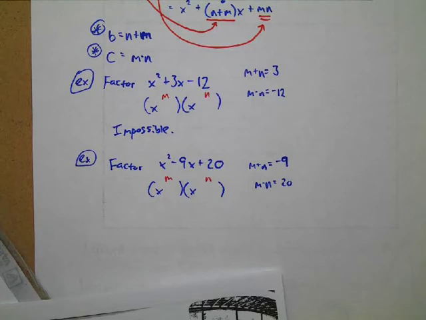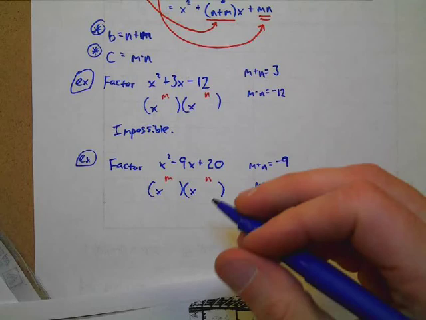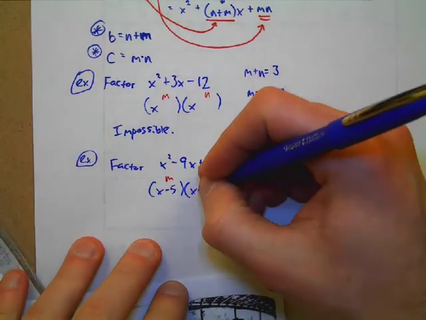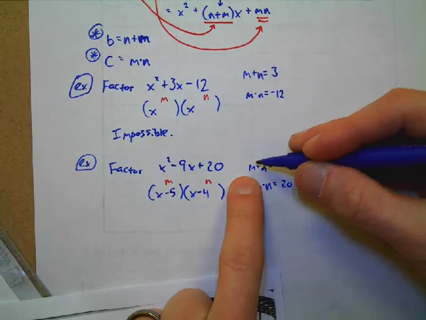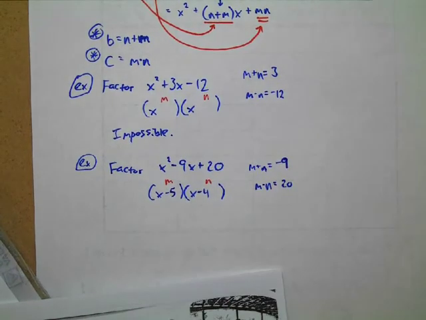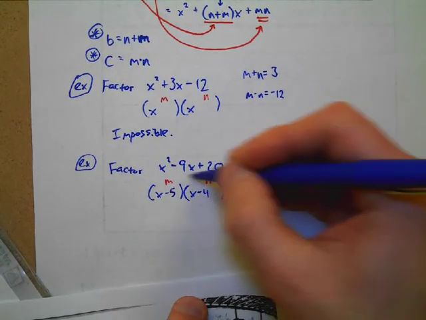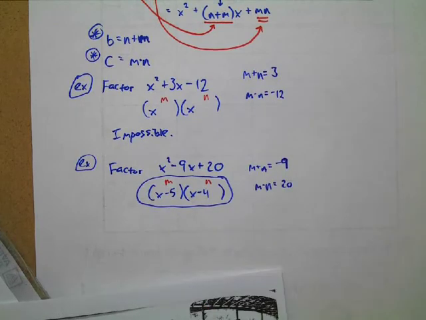All right, Jonathan, you got an answer for us? -5, -4. Claire, do you agree? Yeah, I just said -4, -5. Does that matter? No, it doesn't. The order doesn't matter. So you can say -4, -5 or -5, -4. Okay. Let's check it out. -5 times -4 is positive 20. -5 plus -4 is -9. And so there's our answer right there. That's factored. So that one did factor.